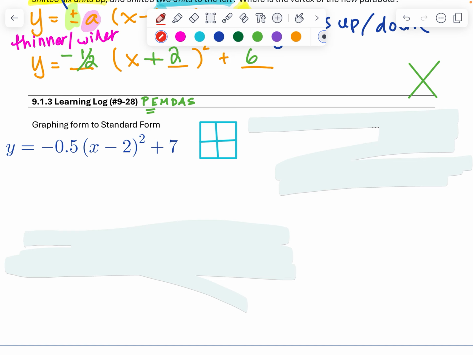So according to PEMDAS, that means that we have to do our parentheses and exponents first. That is this part right here. So take a second right now, write down this equation on your paper, and we are going to do the box method to multiply out (x - 2) squared. So (x - 2) times (x - 2).